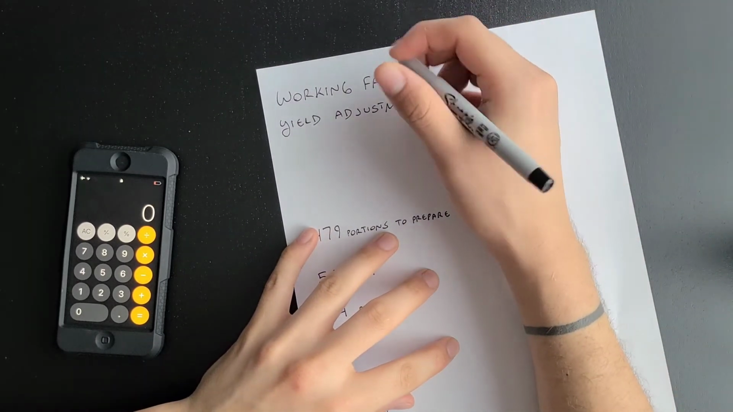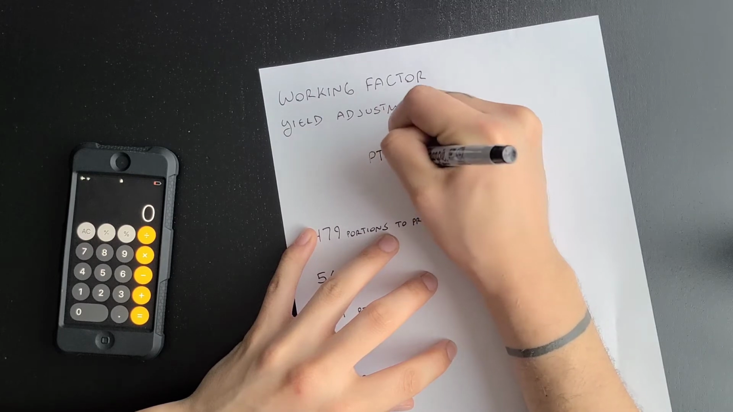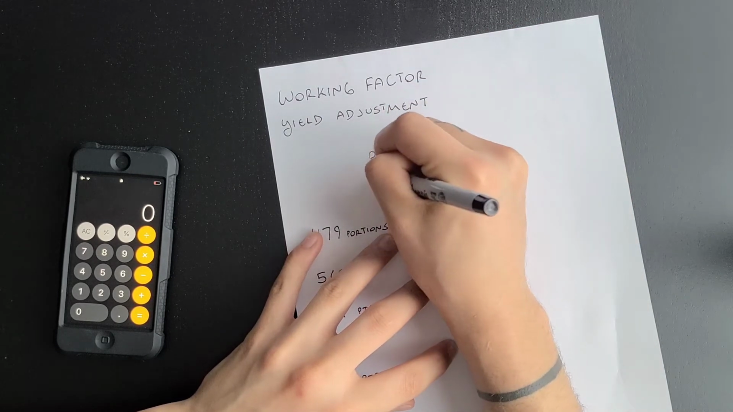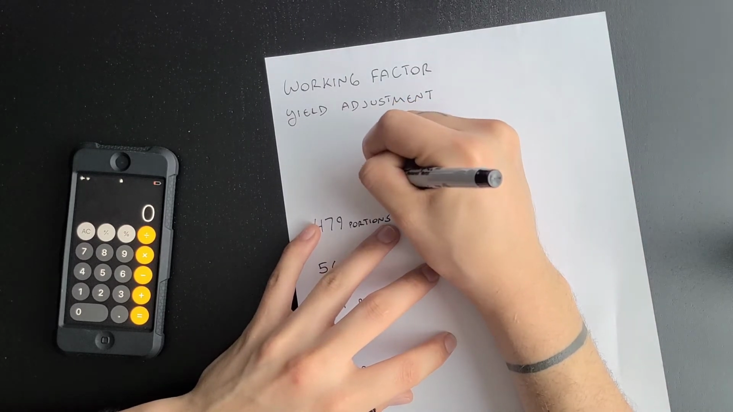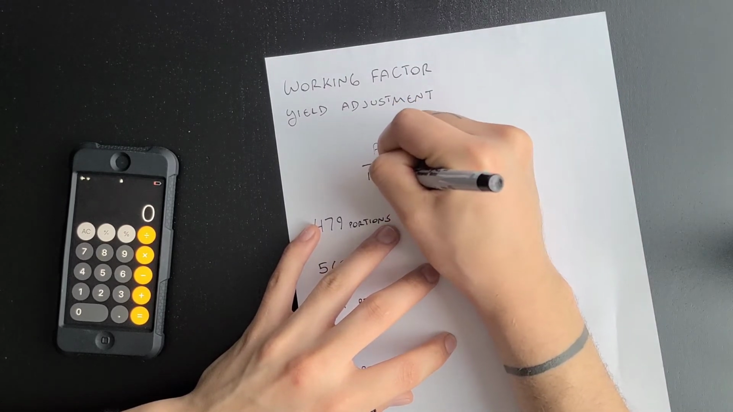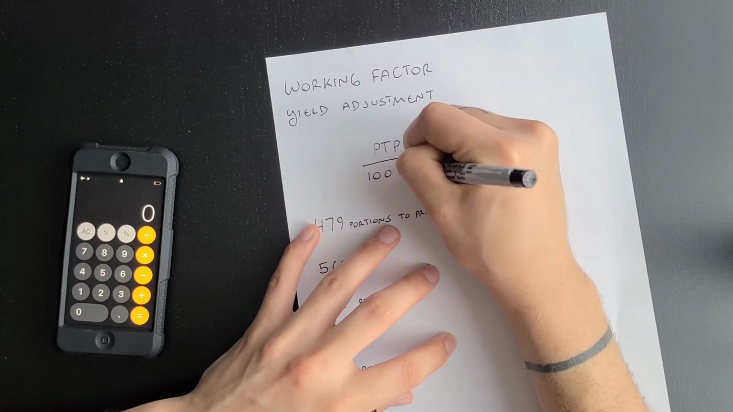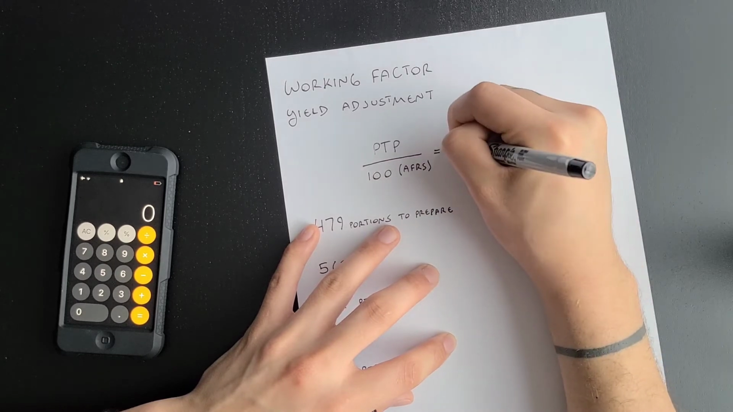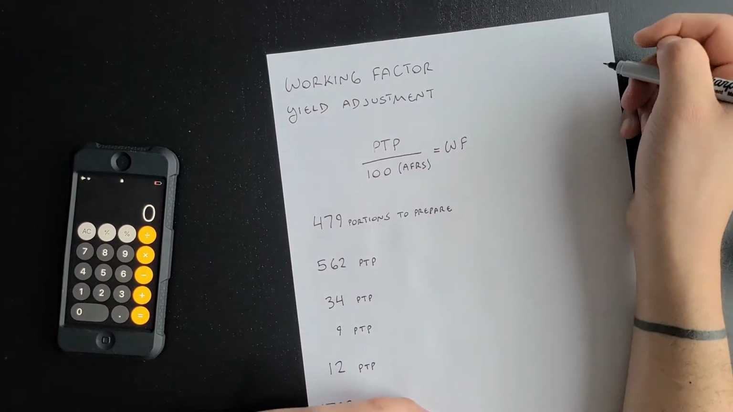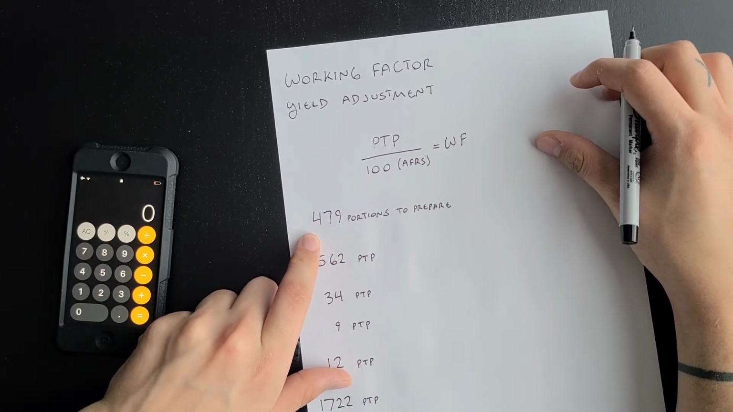So this is your formula for the yield adjustment. It's your portions to prepare, PTP is just an abbreviation for it, over your AFRS, which always yields to 100. So PTP divided by 100 equals your working factor. So this first one, you have 479 portions to prepare, so that's going to be your top number.